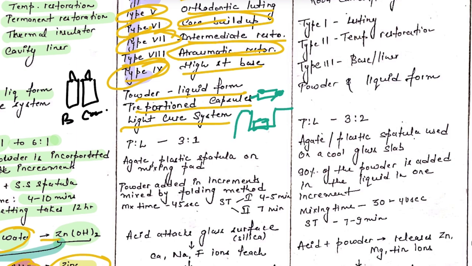If this is your cavity, you would place a small amount over here, and then you will apply white light onto it, or any desired color light onto it, whichever one works for this type of cement.